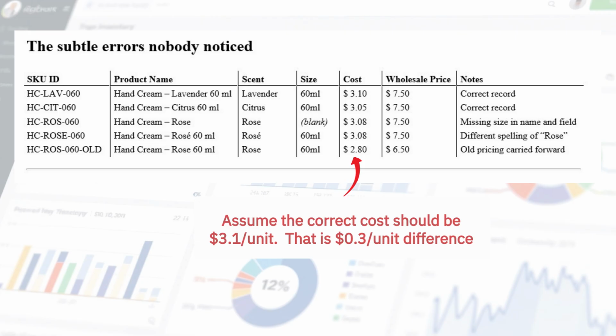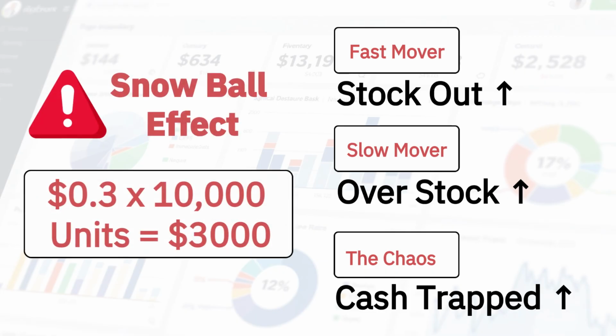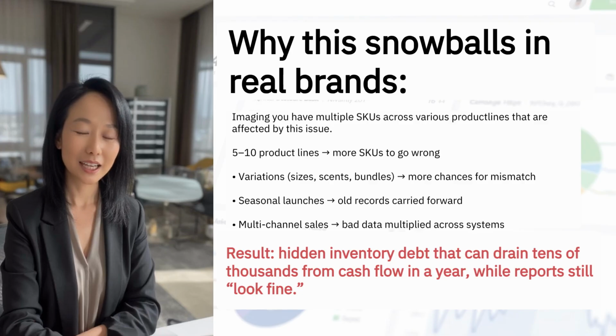A 30-cent cost error may seem insignificant until you're selling thousands of units. That is thousands of dollars misreported. And while the report looks calm, you feel the chaos. Stockouts of fast movers, overstock of slow movers, and cash tied up where it shouldn't be. Imagine you have multiple SKUs across various product lines that are affected by this issue. It snowballs into tens of thousands of cash drain each year, while the reports still look fine.